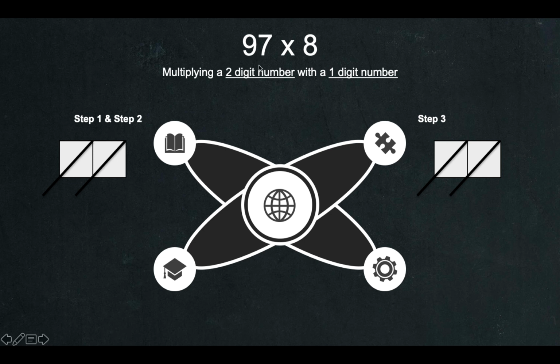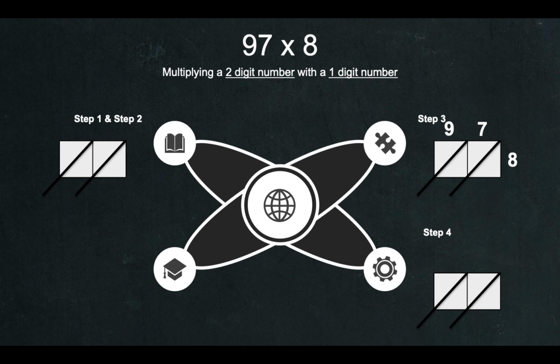In this case I can see that it is 97 multiplied by 8. So 97 goes on the top and 8 goes on the right hand side. So I will write it this way. Now my fourth step was to multiply. As you can see, 7 has to be multiplied with 8 and 9 has to be multiplied with 8. So it is going to look like this.